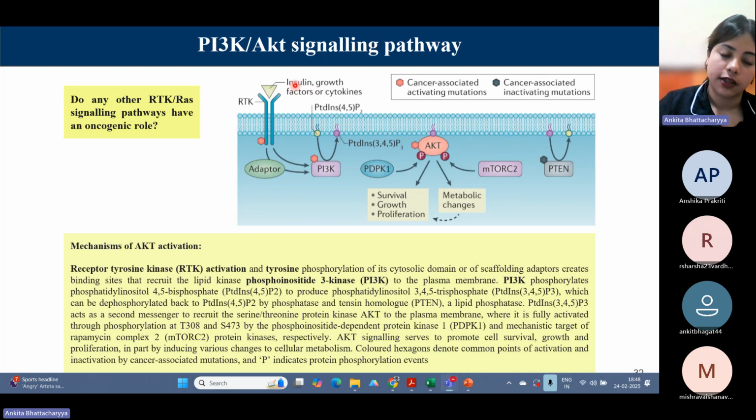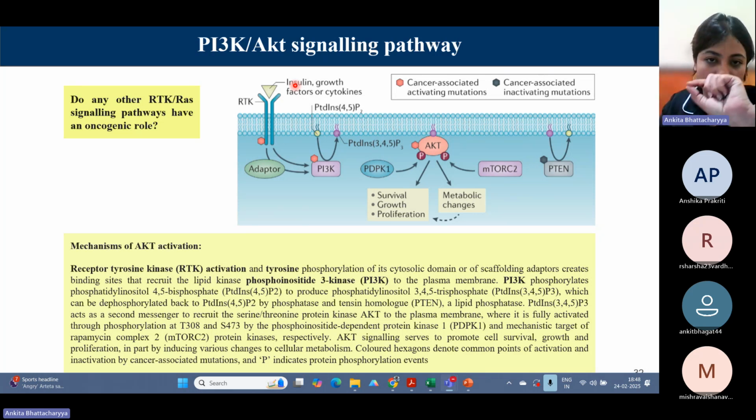RTK is present at the cell surface, ligand binds, RTK is activated. RTK allows the docking of some other proteins like adapters, and it also allows the activation of PI3K, which is a lipid kinase molecule. What does it do? Lipid kinase moves towards the cell membrane, and because it is a lipid kinase, it will add a phosphate group onto a lipid. Which lipid? PIP2. The full form is too long.